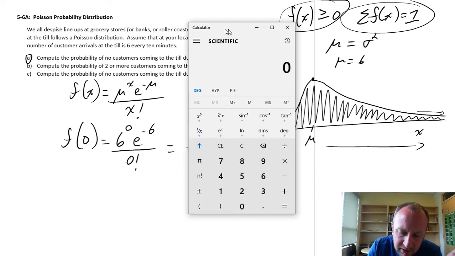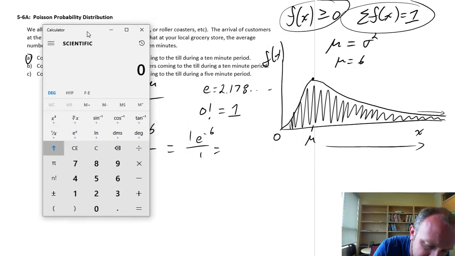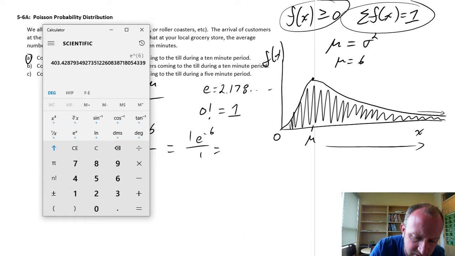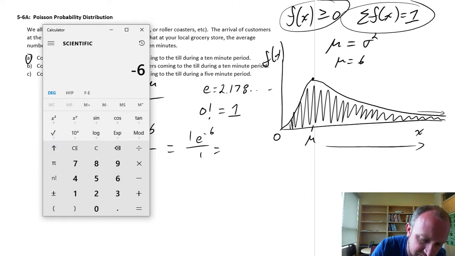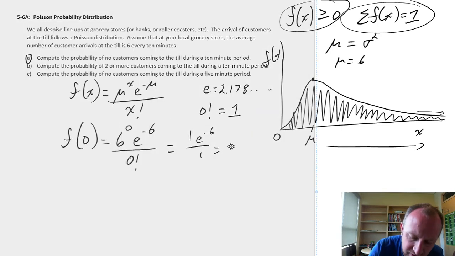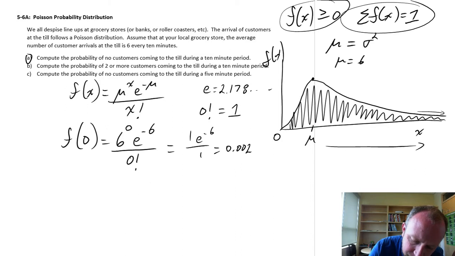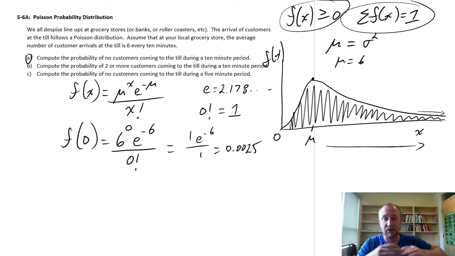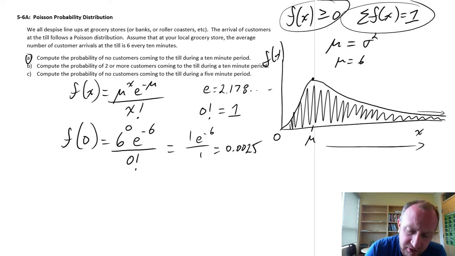So we'll pull out our calculator. And here I had to press this second function button. e to the, it's negative 6. That'll make a big difference. Negative 6. So I have a value of 0.0025. So there's my probability of no customers arriving at the till in any given 10-minute period. So 0.25% chance of nobody arriving at the till in that 10-minute period. Now, let me just scribble in my answer here, 0.0025.